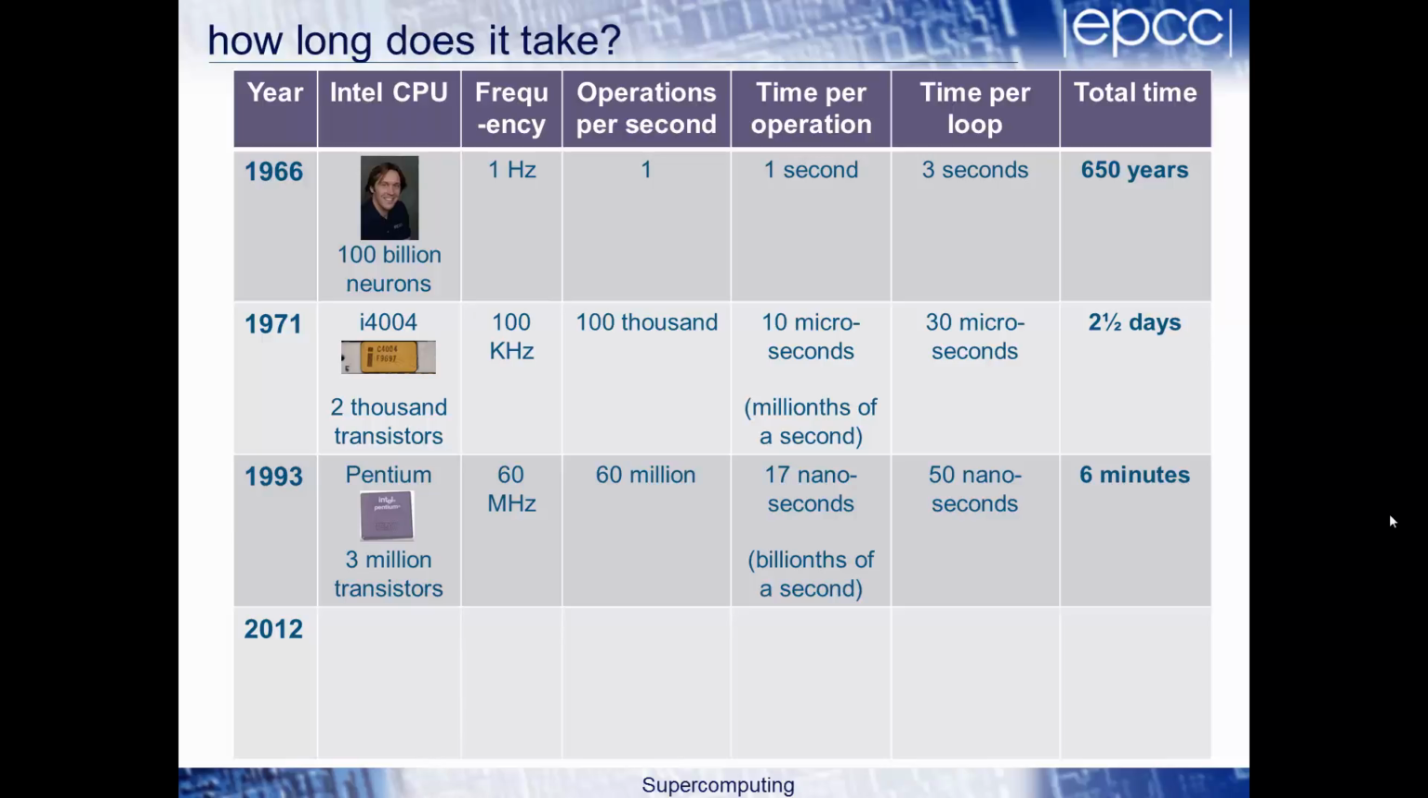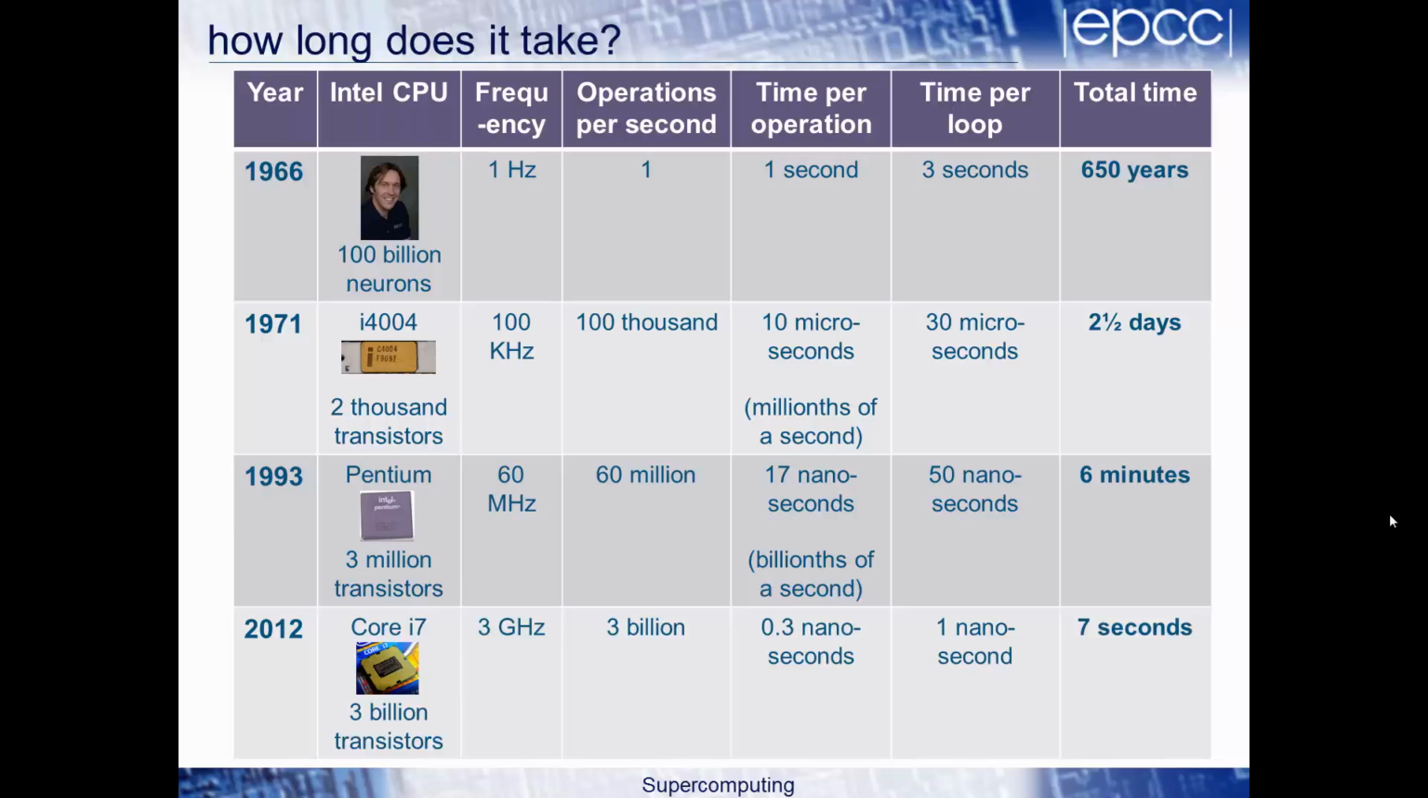Now, it takes 3 steps per loop, so the time per loop is 50 nanoseconds, which means in 1993 it would have taken 6 minutes to add up the salaries of everybody in the whole world. So you can see in a couple of decades, a calculation which would have taken several days has gone into something which you could just set the computer going and go off and have a cup of coffee and come back and it'll be finished.